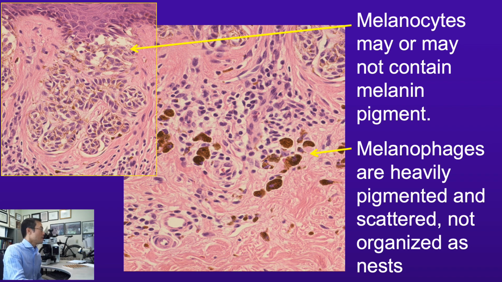In some cases, the keratinocytes adjacent will have more melanin. In addition, in the upper dermis, sometimes the melanin drops out, so-called pigment incontinence, and it's taken up and collected by macrophages forming melanophages. And so these very heavily pigmented cells that are more scattered rather than nested in the upper dermis are consistent with melanophages, not melanocytes.